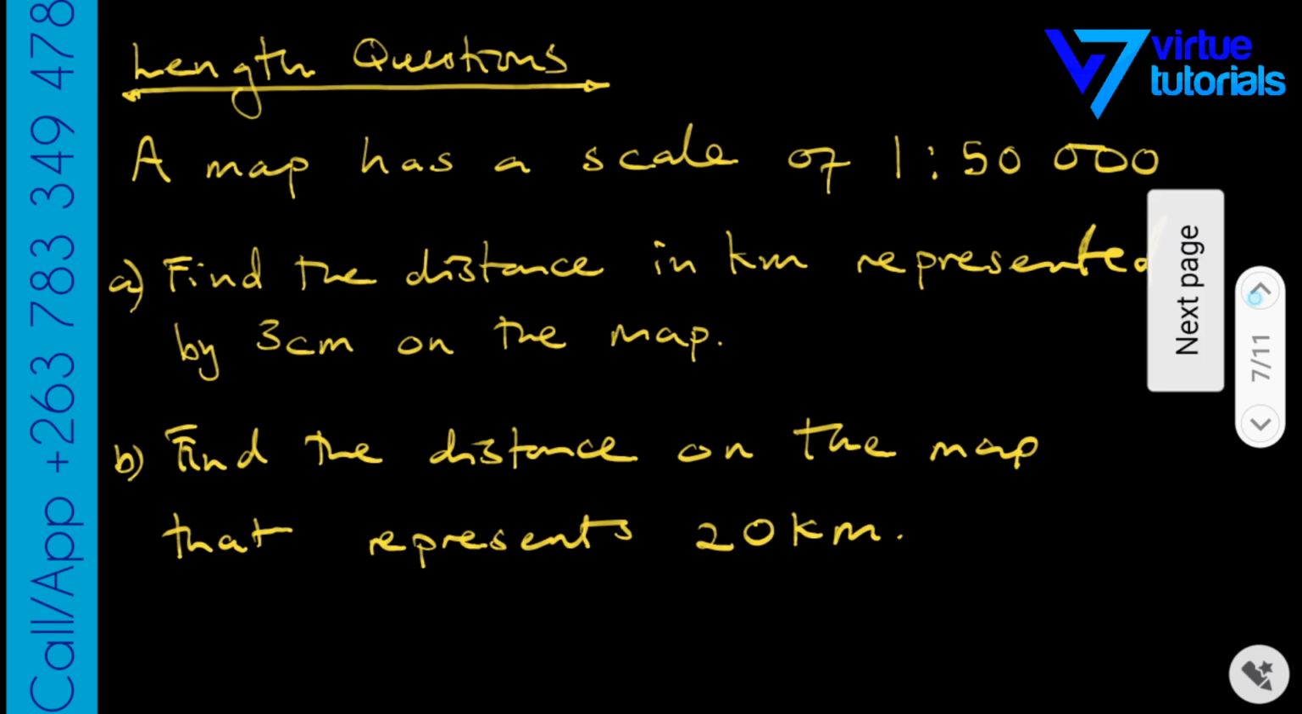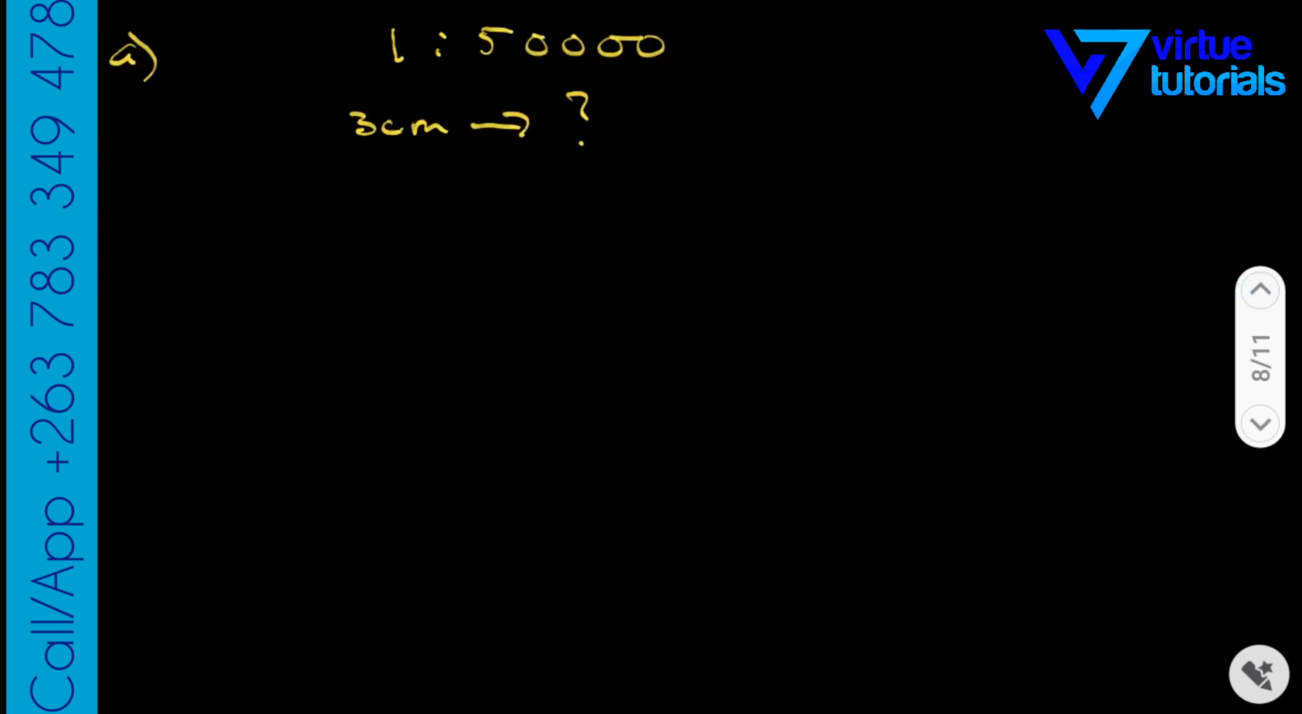So we always start with our scale. The first thing is, if our scale is 1:50,000, what does 3 centimeters represent? 1:50,000 means 1 centimeter will represent 50,000 centimeters in real life. So what we can do is start off by changing this side, the actual. This is the map and this is the reality, or the actual real life.